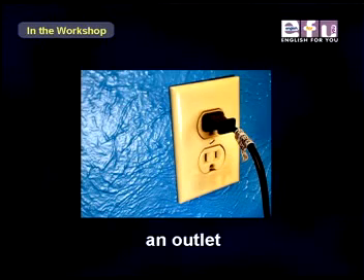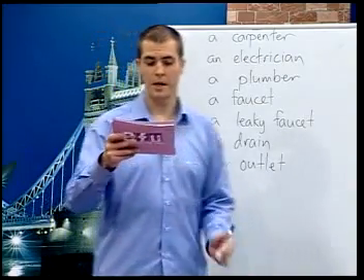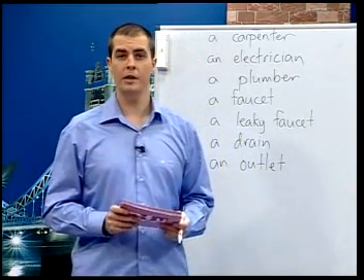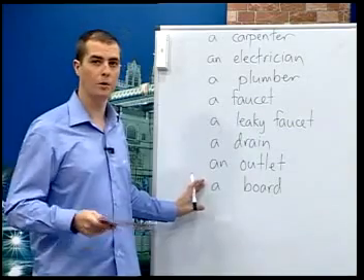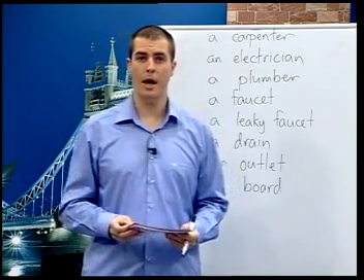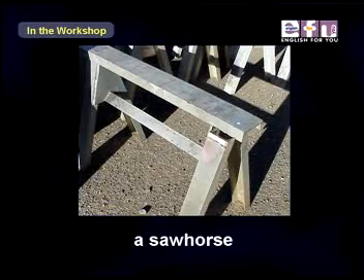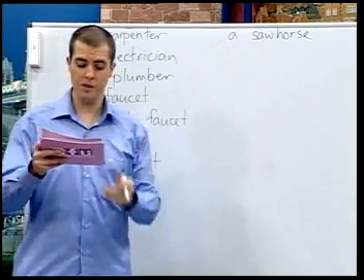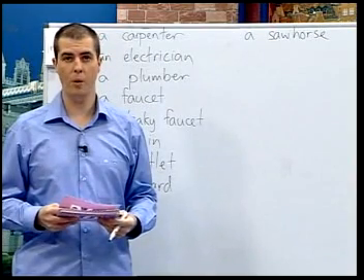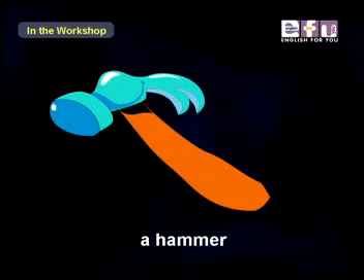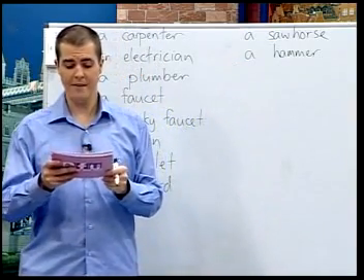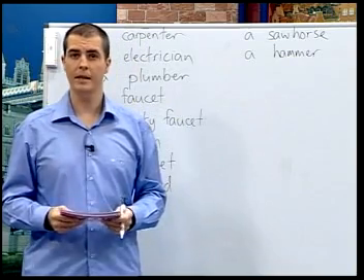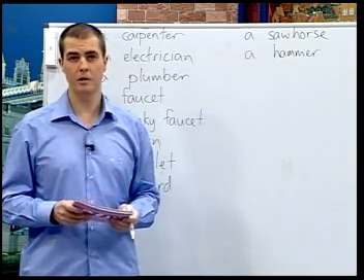An outlet is a power point for electricity in the house. A board is a flat, wide piece of wood. So over here, a sawhorse. A sawhorse is a wooden frame used to support boards. A hammer is a tool with a heavy metal part on a long handle, and it's used for hitting nails into wood.